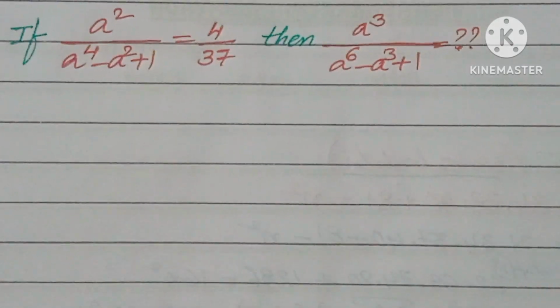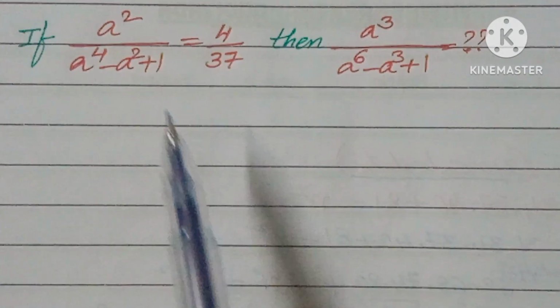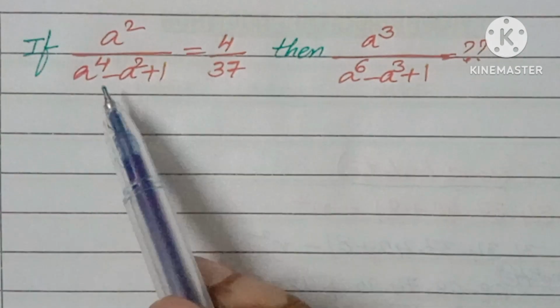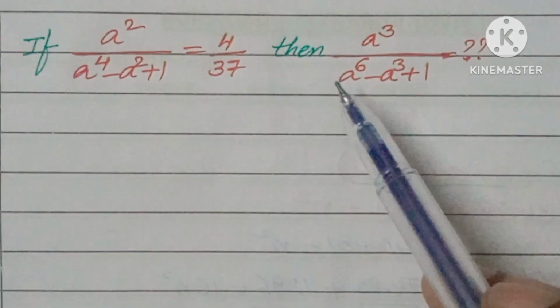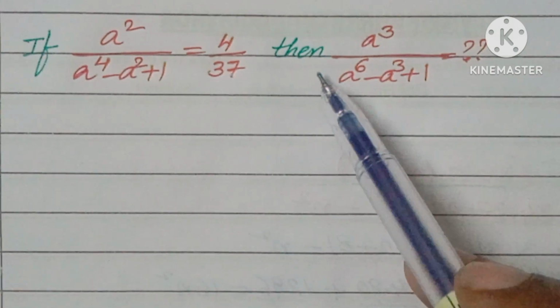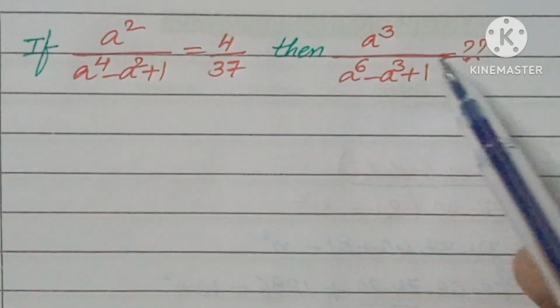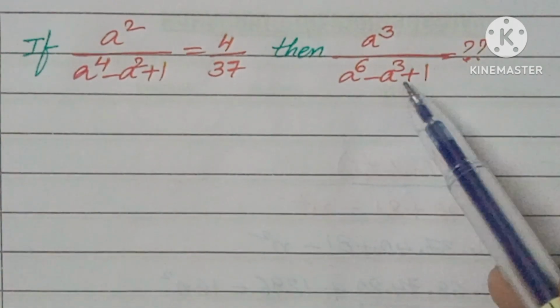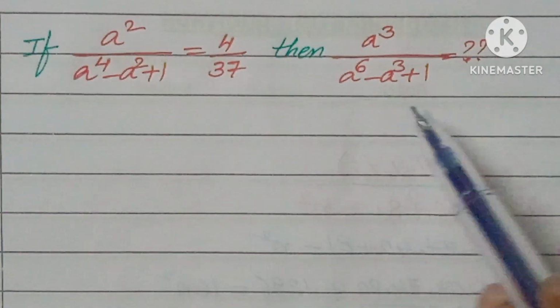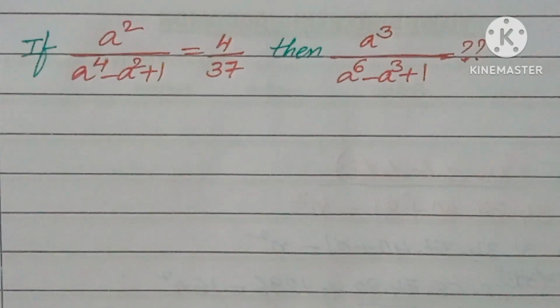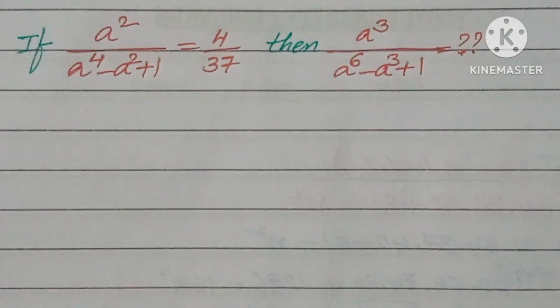Today we are going to see one logical question. If a square over a power 4 minus a square plus 1 equals 37 by 4, then find the value of a cube over a power 6 minus a cube plus 1. As you are going to solve this problem, pause the video for 10 seconds and try it out.